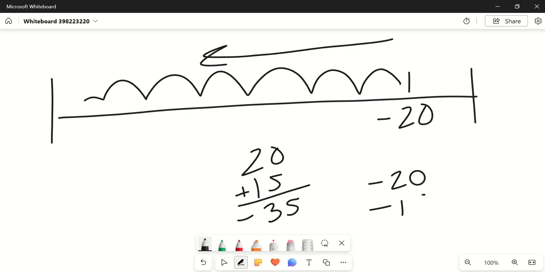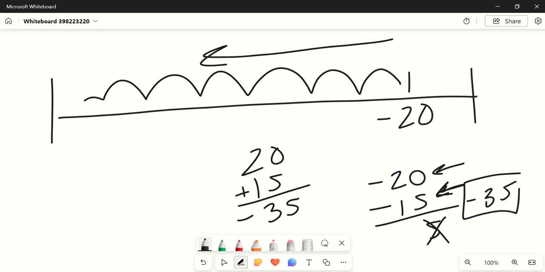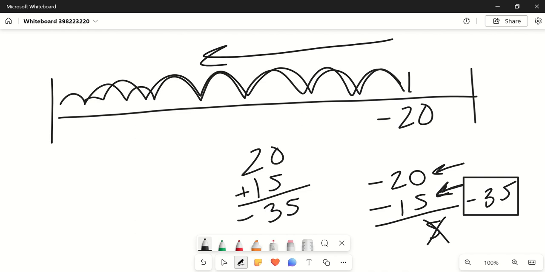-20 minus 15. So I don't do this as a 20 minus 15 and it's 5. No, I'm still owing somebody else. I owe somebody $20 and now I owe somebody else $15. When you add these two together, it becomes 35, but you're still down $35. If that makes sense. I would start at -20 and move 15 spots over, which would eventually get me to -35, somewhere down here.